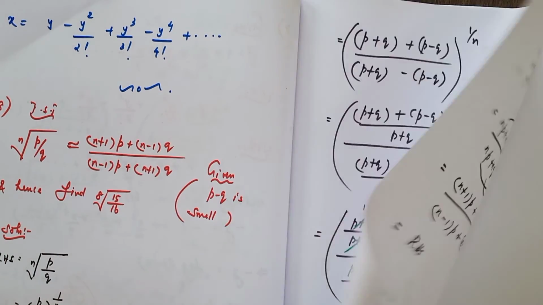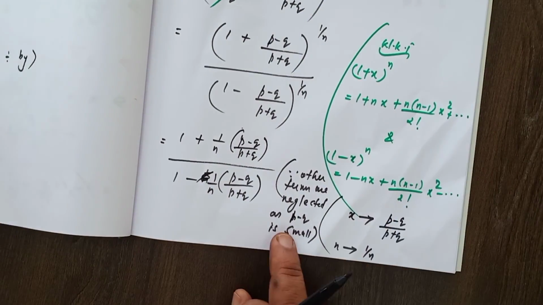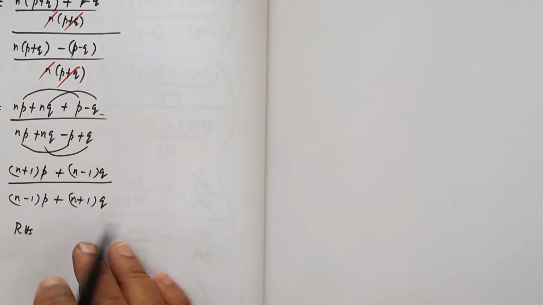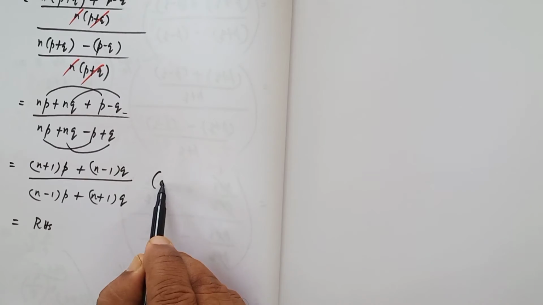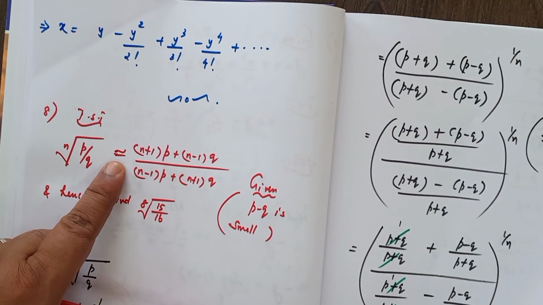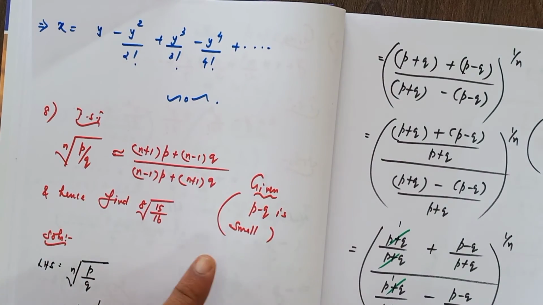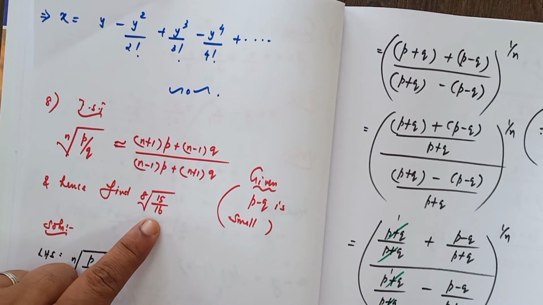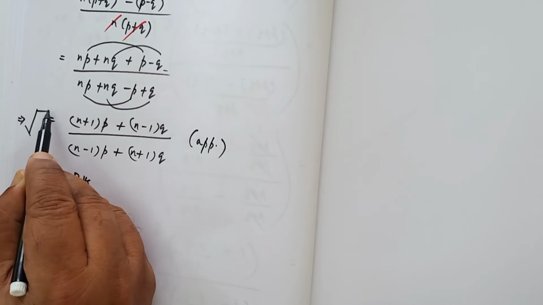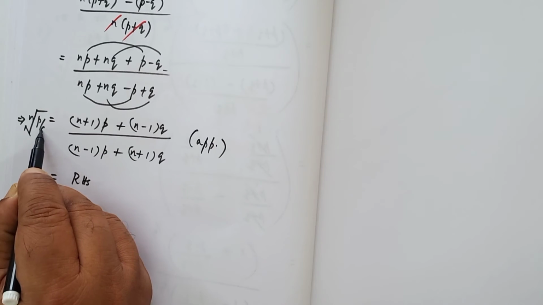Okay. Since we have neglected some terms here, as P minus Q is small, you write here approximately, because look at the symbol here, approximately is given. Now from this result you have to find out the 8th root of 15 by 16. So what is in the left hand side here? Nth root of P by Q.